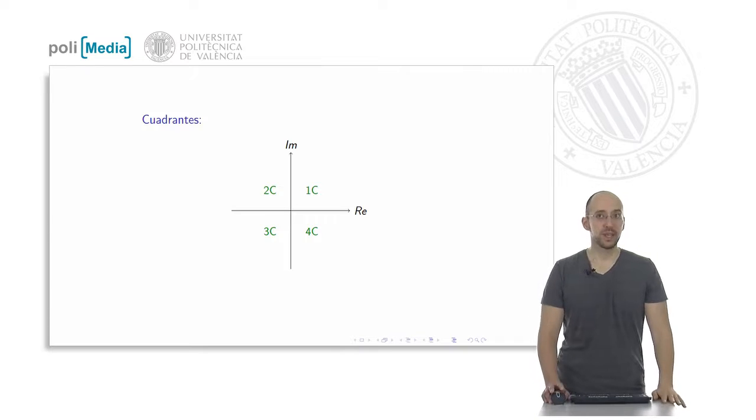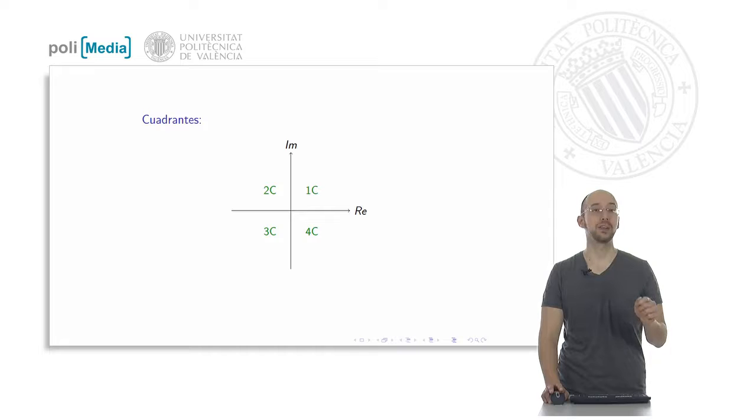It is very important to know in which quadrant the complex number is located. Here we have a representation of the quadrants. The first quadrant is when the real part and the imaginary part are positive. The second quadrant is when the real part is negative and the imaginary part is positive. The third quadrant is when both the real and imaginary parts are negative. And the fourth quadrant is when the real part is positive, but the imaginary part is negative.